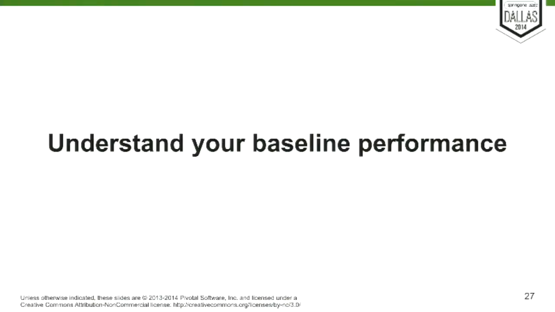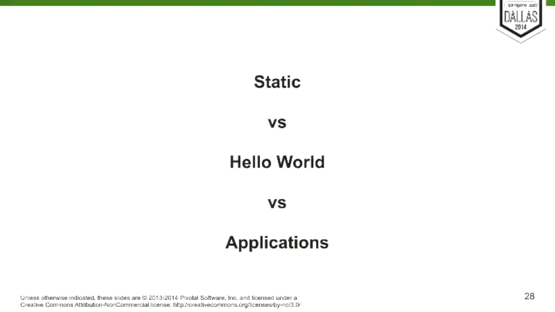The first thing I like to talk about is really you need to understand your baseline performance. So you need to understand how much overhead is the application server adding, how much overhead is my framework adding, and then for hello world versus a complex interaction. So I like to understand what's the most that I can get out of this hardware, through maybe Nginx directly or through Tomcat directly, and then how much can I get through my actual application stack.